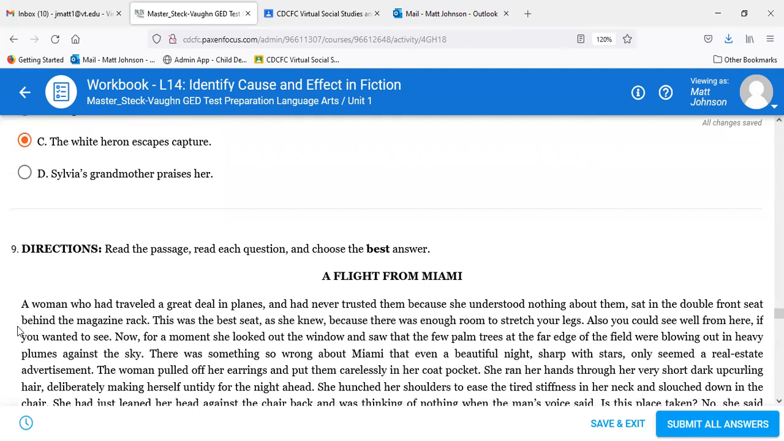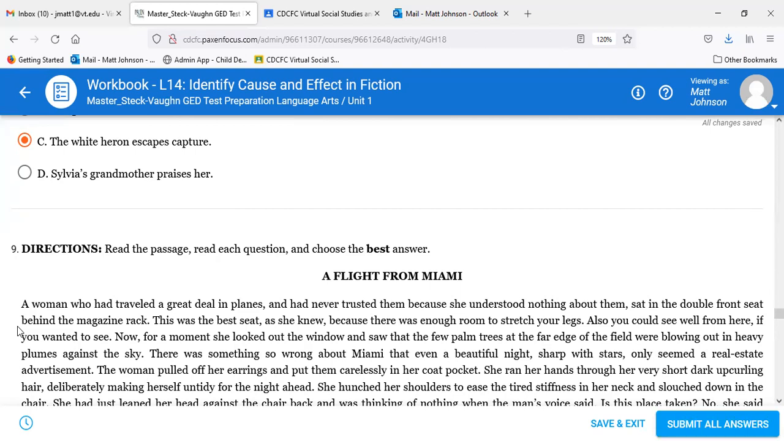So, a flight from Miami. A woman who had traveled a great deal in planes and had never trusted them because she understood nothing about them, sat in the double front seat behind the magazine rack. This was the best seat, as she knew, because there was enough room to stretch your legs. Also, you could see well from here if you wanted to see.